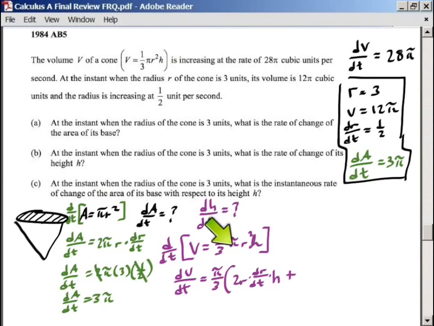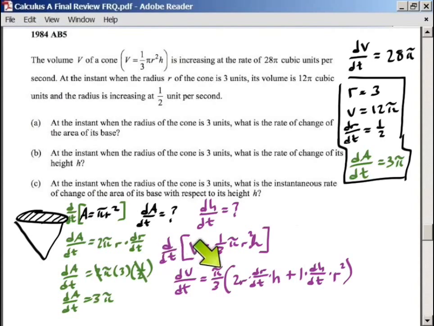So that was the derivative of r squared times the second. Now I'm going to do the derivative of h times the first. So the derivative of h is going to be 1 times dh over dt. And we're going to multiply it times r squared. Okay. And then, so this is what dV over dt is. And what are we looking for again? dh over dt.